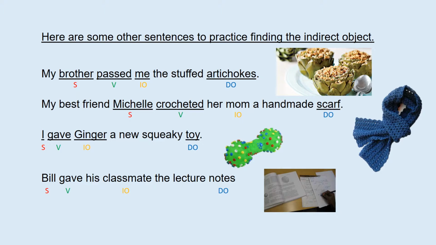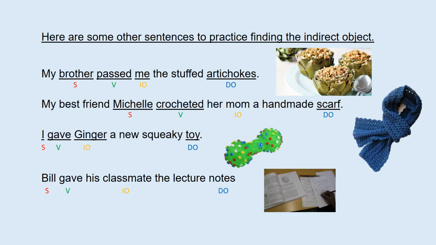So we ask ourselves, to whom, for what did the artichokes get passed? Well, to me. My brother, the subject, passed, the verb, artichokes, the direct object, to me. My brother isn't passing me, he's passing the artichokes, but he's passing them to me.